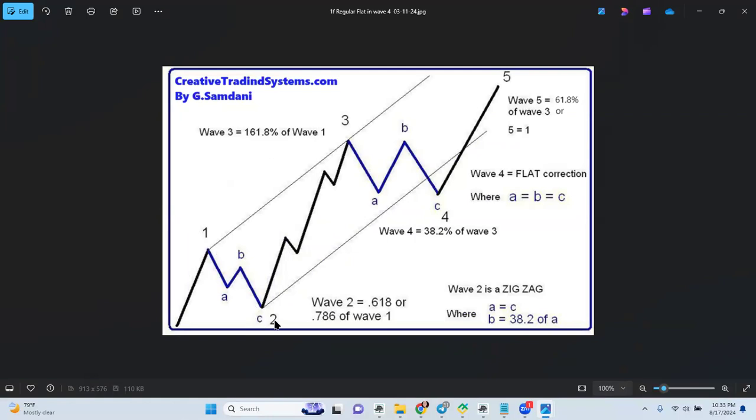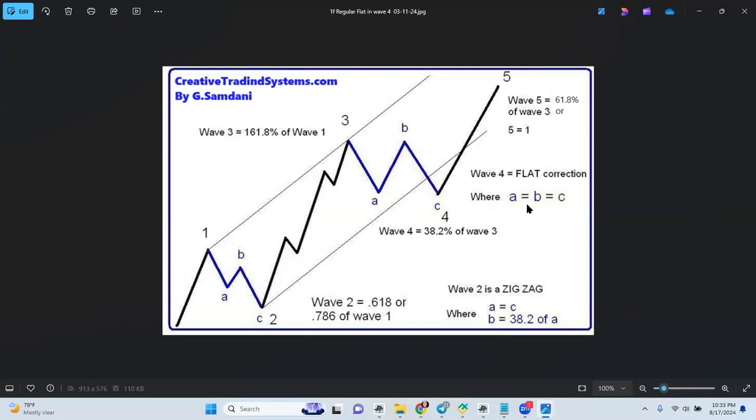Three waves usually come in wave two as a zigzag, most likely, and it's around 61% to 78%. Then the price goes for wave three around 161%. Then it falls into wave four. Wave four usually is flat. Then most of the time, sometimes you get a triangle as well, but most of the time a different kind of flat.